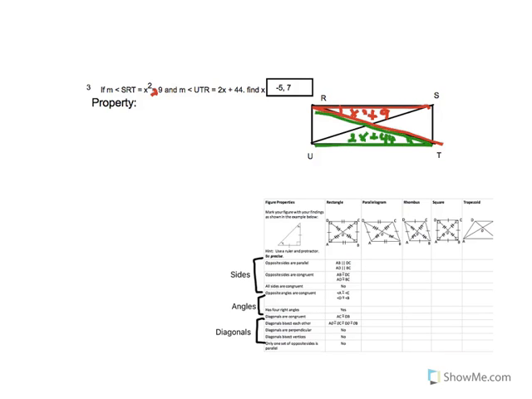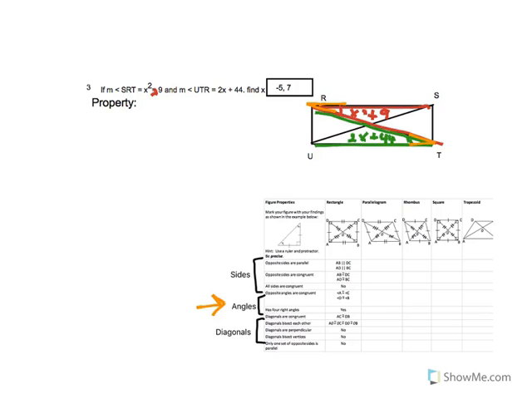Find x. Okay? So here we have an angle here. Let's do a different color. We have an angle here and an angle here. Let's look and see at the angles part of our table what it says there. It says opposite angles are congruent.